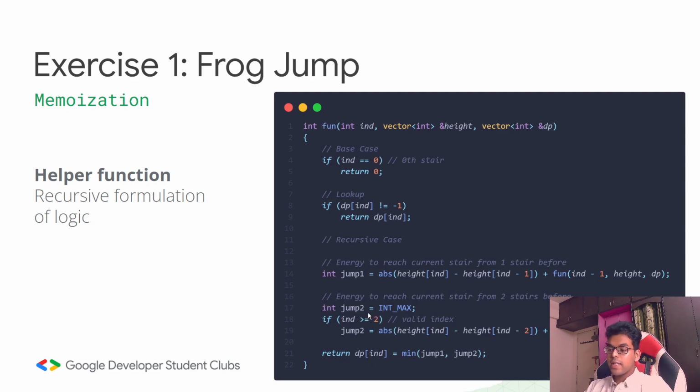Now suppose we are at the first stair, we can only calculate jump 1 because we can reach the first stair from the 0th stair. Jump 2 will be int max only, this whole block won't get executed. So the minimum of jump 1, which is, let's say for example 10, and int max, will always select jump 1. So that's the use of int max over here.